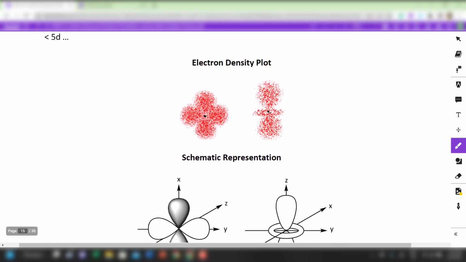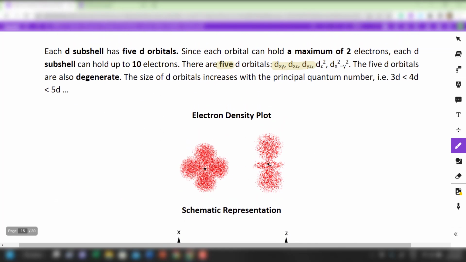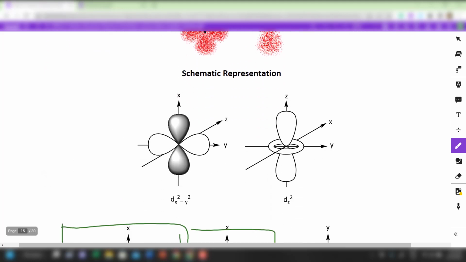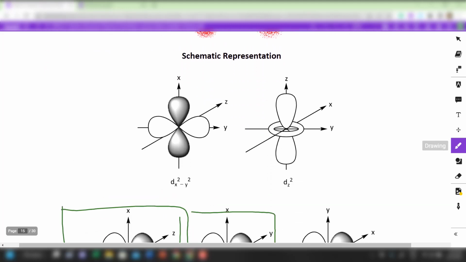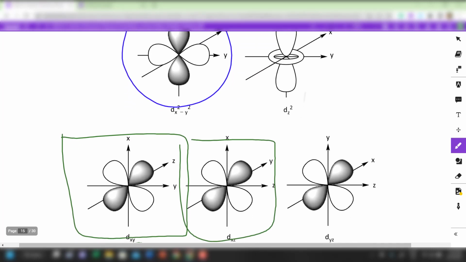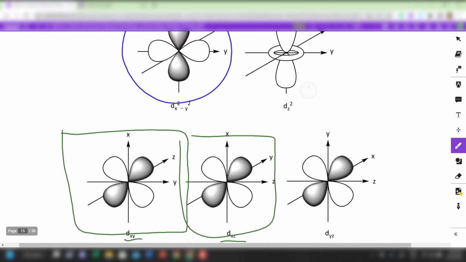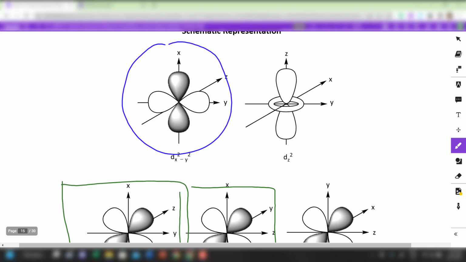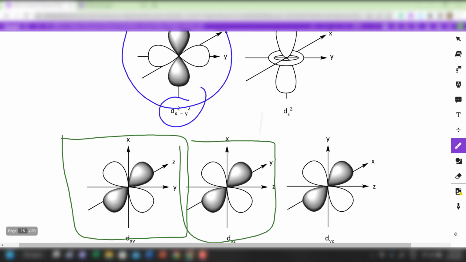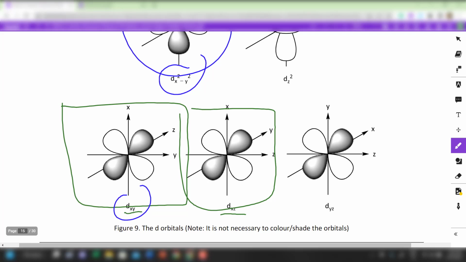What about dx square minus y square? This is the interesting one. You notice that it is similar to dxy, but it is like dxy rotated 45 degrees clockwise or anti-clockwise. So now the orbitals lie along the axis, along the x and y axis. That is the difference between x square minus y square and xy. Do you notice that?